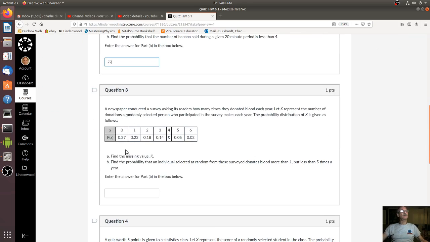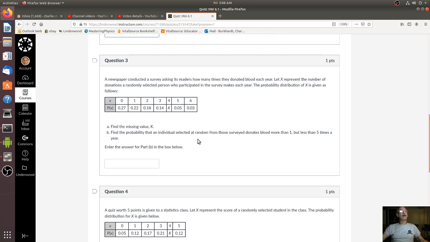Okay, so notice question 3. I have to find k again, so I'm going to do that the same way, and then find the probability that it donates more than 1 but less than 5 times a year. So more than 1, that would start at 2, and less than 5, so that would go up to 4. So I'd add the probability of 2, 3, and 4.